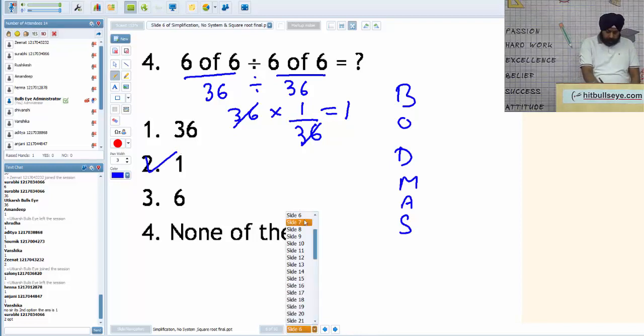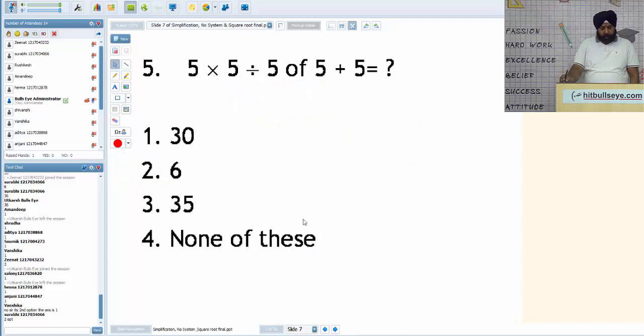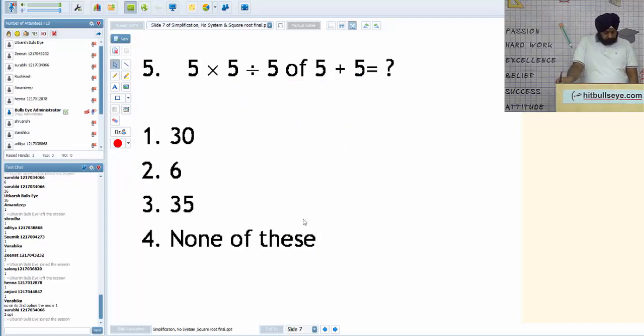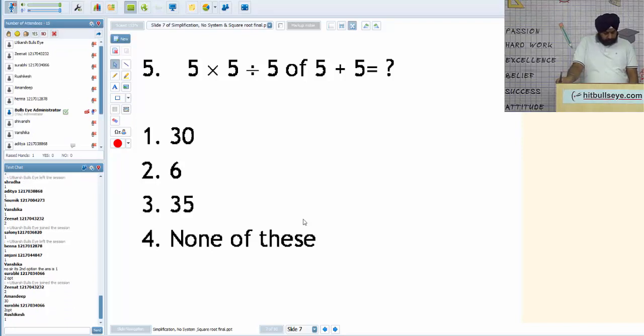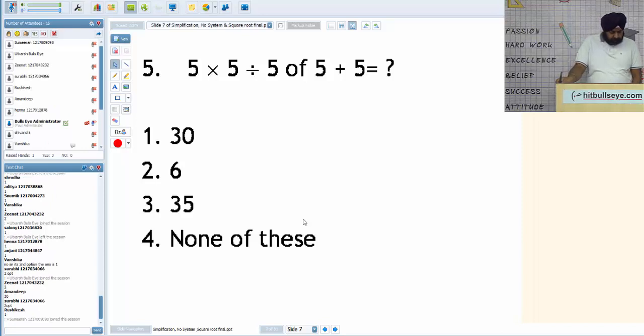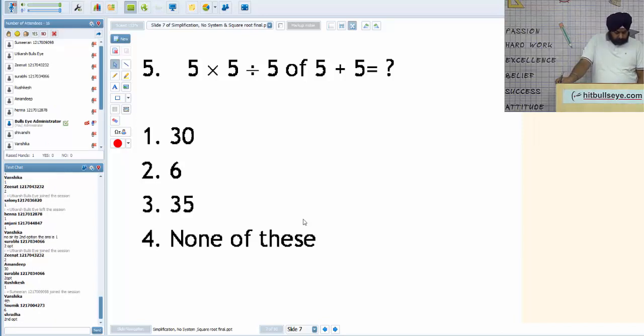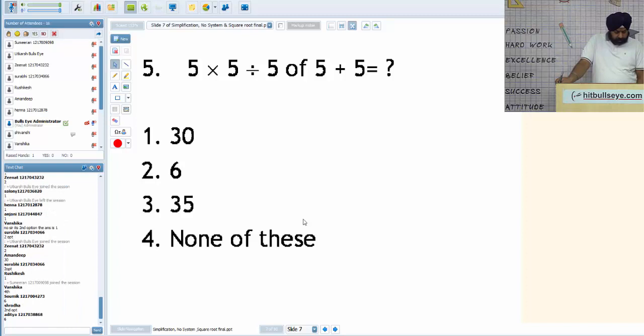Now I hope we move on to the next question. 5 into 5 divided by 5 of 5 plus 5. Which option? Gina says second, Amandeep says 30, first option. Surbhi second option. Rishikesh first option. Vanshika fourth, none of these. What should be the answer?